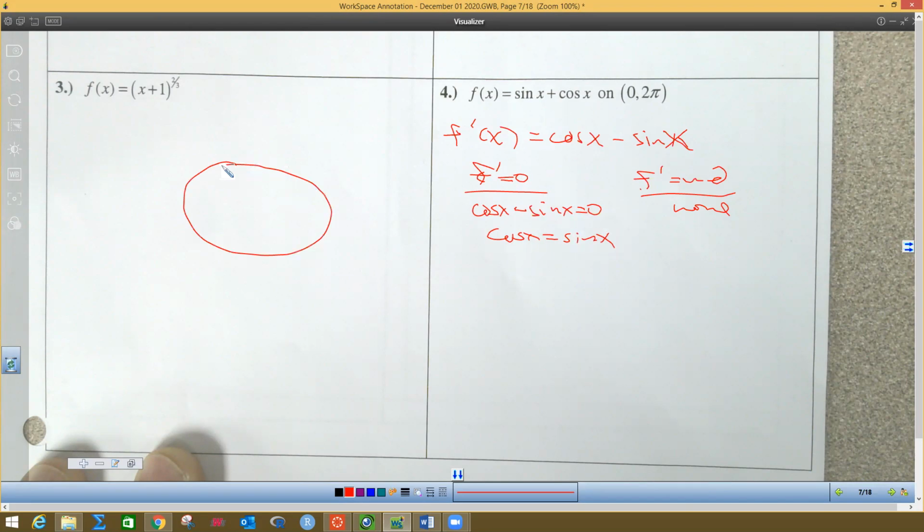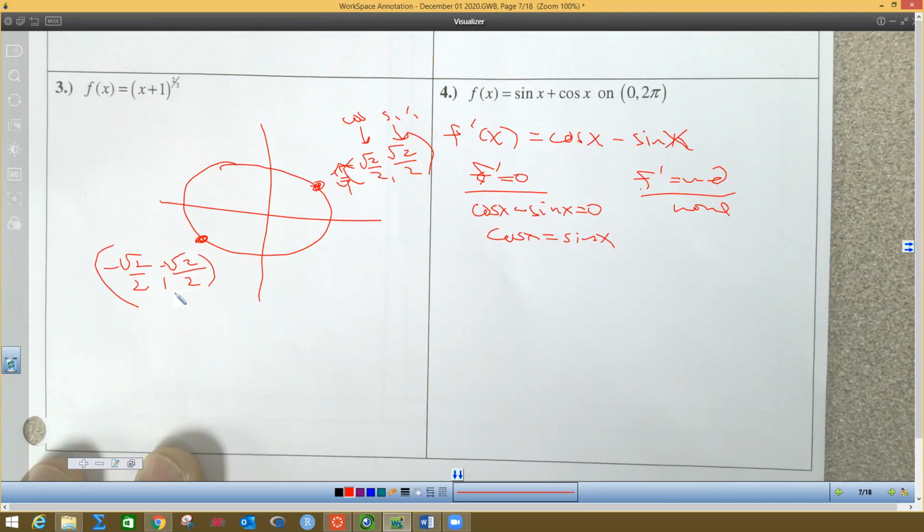Well, going back to the unit circle, there are 2 places. You're supposed to know that cosine represents the x value of the ordered pairs. And at this place right here, cosine is the x and sine is the y. They're equal here. And this is pi fourths. And then down here, both of them are negative radical 2 over 2. They're equal to each other again down here. And this is 5 pi fourths. So hopefully you know that. So we get 2 critical numbers from this. We get pi fourths and 5 pi fourths.